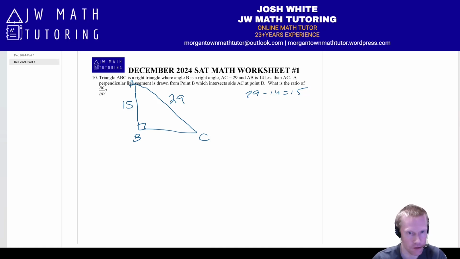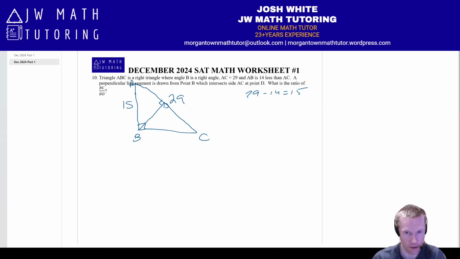AC. That's just an altitude. Basically, you're drawing an altitude to the hypotenuse like this. Okay, and now we have point D right here. So what happens in this situation is it makes three similar triangles. The large one overall, ABC, and then the two small ones, ADB and BDC.